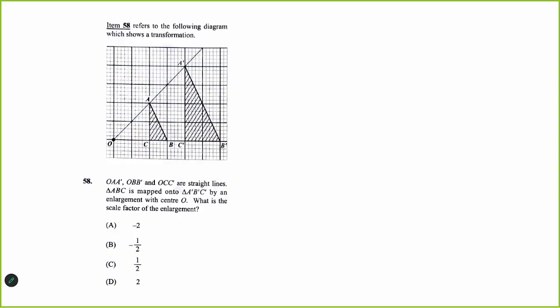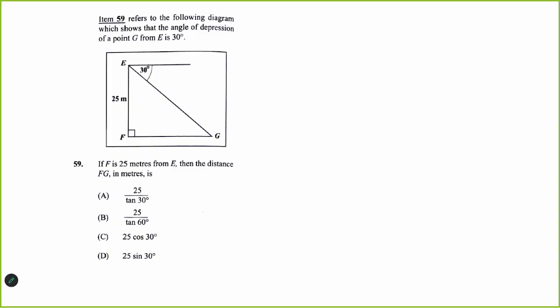Number 58, scale factor. Again, this is a repeated question. The answer is 2. It is your image over your object. If your image is 4, it is 4 over the corresponding object, 2. 4 divided by 2 is 2. So you know the answer for D is 2.